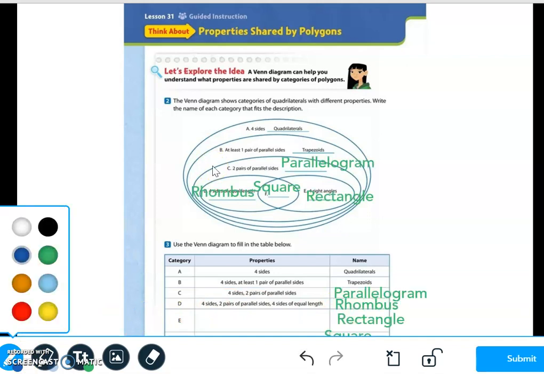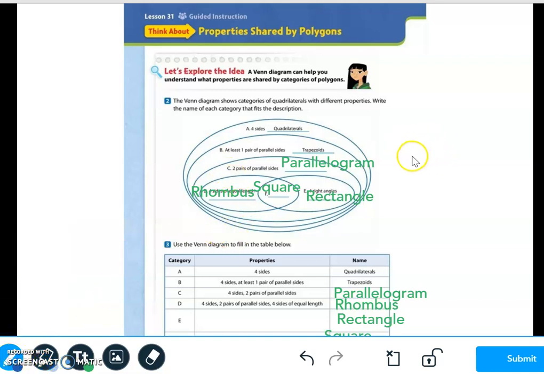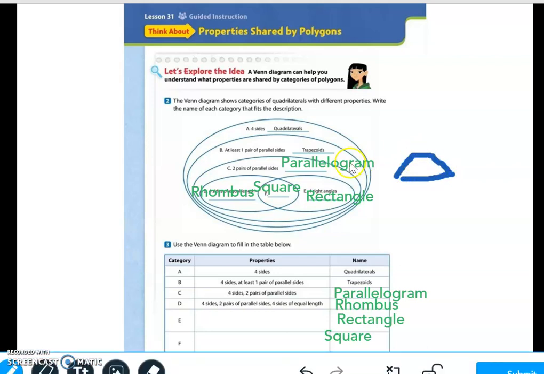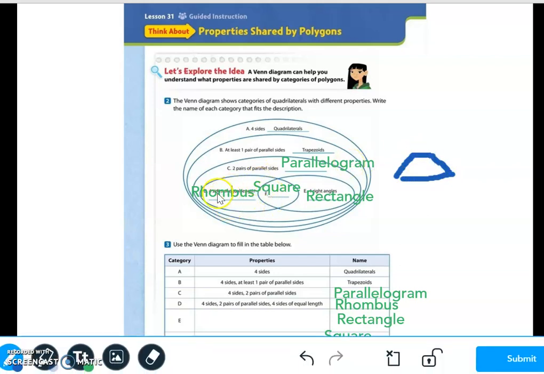When answering our questions or filling in our Venn diagram, we can see that for C, it says 2 pairs of parallel lines. That's going to be our parallelogram. We know our parallelogram can look sort of like this. Next, D is going to be our rhombus. It says 4 sides, 2 pairs of parallel sides, and 4 sides of equal lengths. So we're going to have our rhombus here.